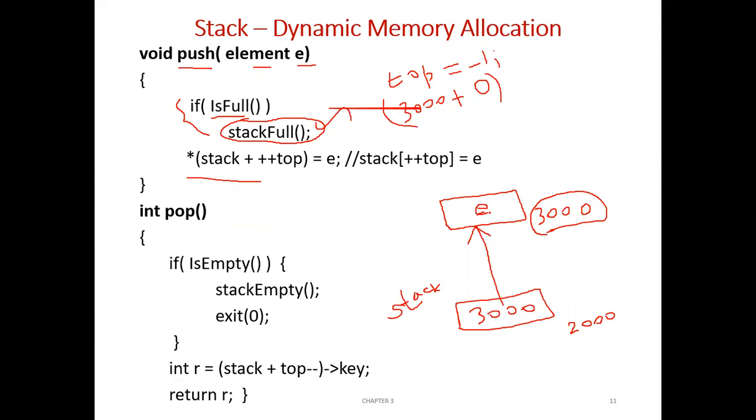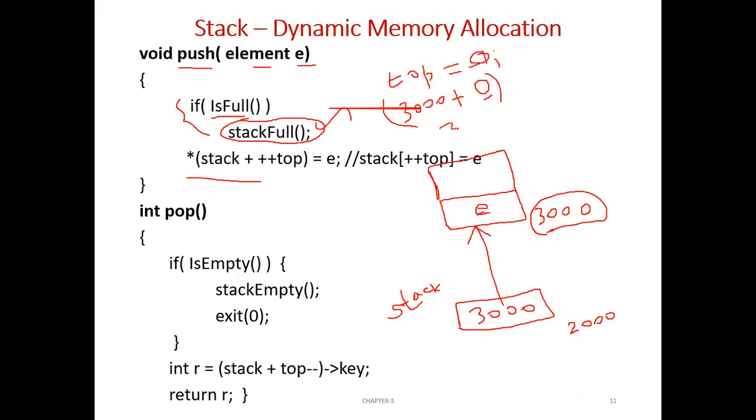Next round, once again, if you push, what will happen? It is already full because, as of now, our capacity is 1. So stack will be doubled. When doubled, one more set of 4 bytes will be allocated where another element can be stored. Now if you try to push another element, what will happen? Stack is again 3000 plus top. What is top now? Top is no more -1, now it is 0.